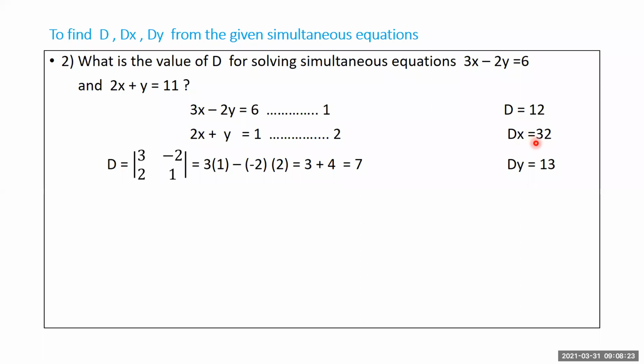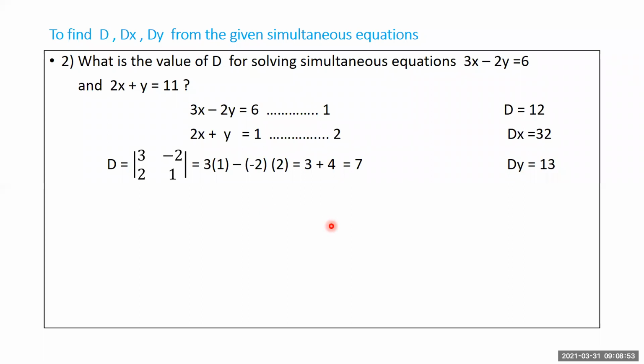And then dx, if you want to find out, 32. What do you mean by 32? It's the third column and the second column. First, the third column you have to write, and then the second column. Then the third one is 13. dy is 13, the first column and the third column. So it's like a fancy number, children. So it's very easy to remember also. d, dx, dy: my students, whenever you ask, they will tell this. Okay, d, dx, dy, 12, 32, 13.